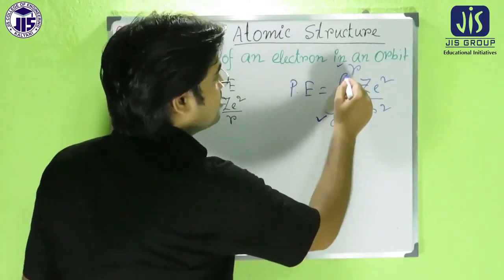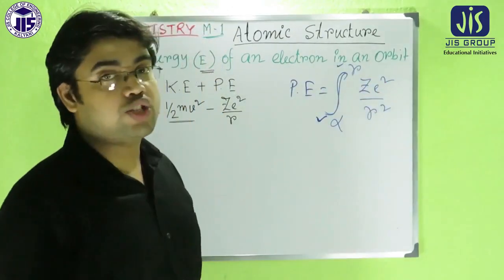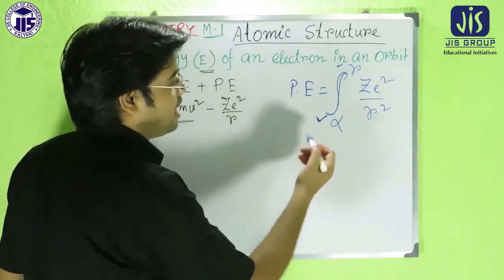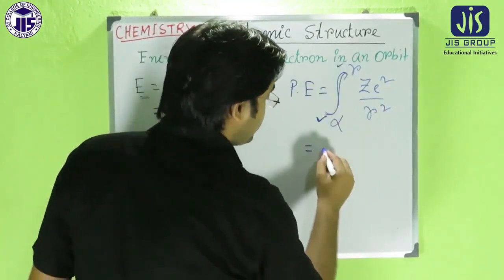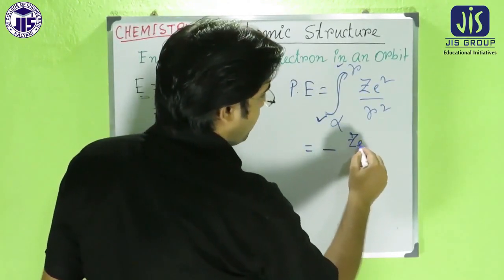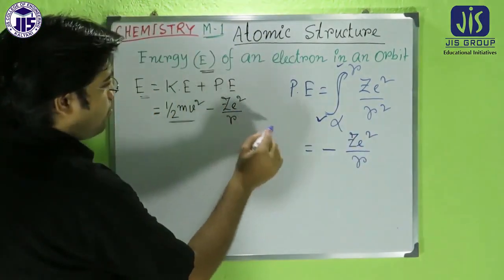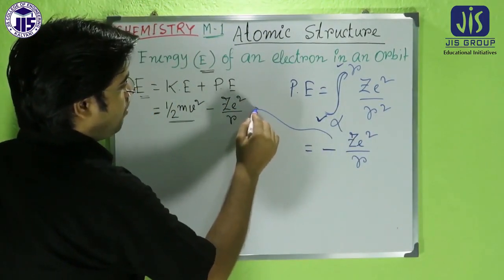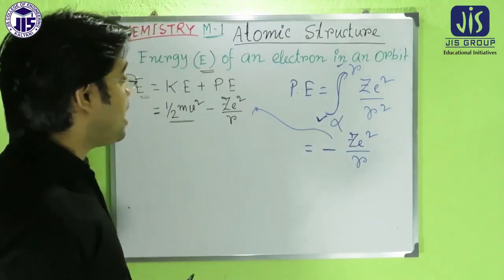So that's why it is the integration from infinity to R of Z e square by R square. We already discussed how we got that equation. Now the integration of that equation will be Z e square by R, and that's why it is the value of the potential energy. Now what will be the value of half mv square?